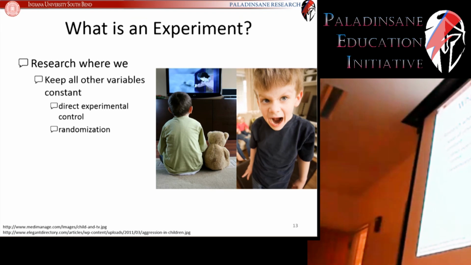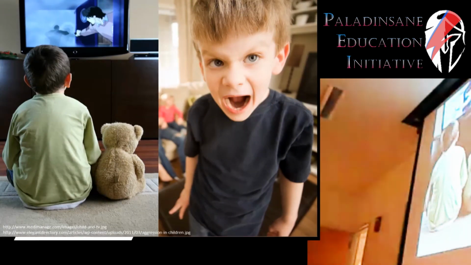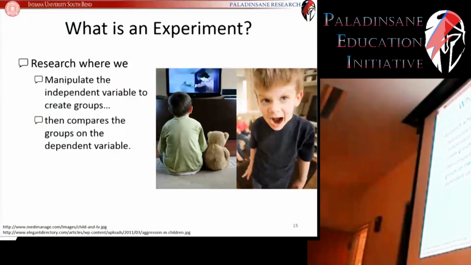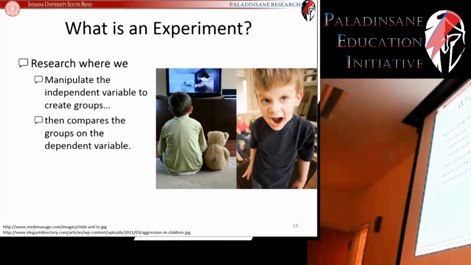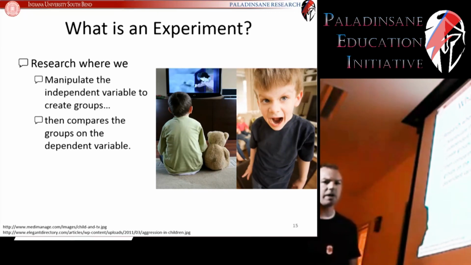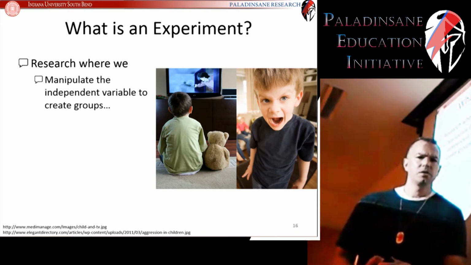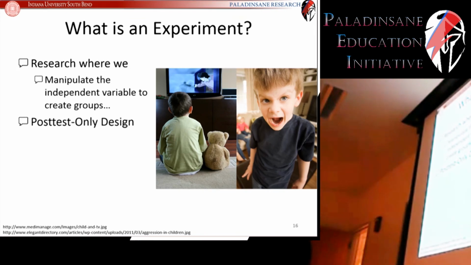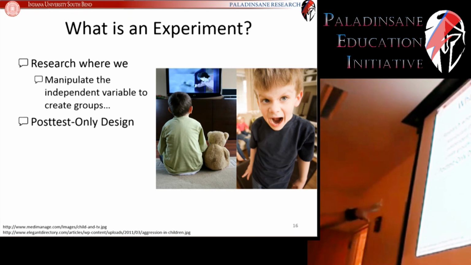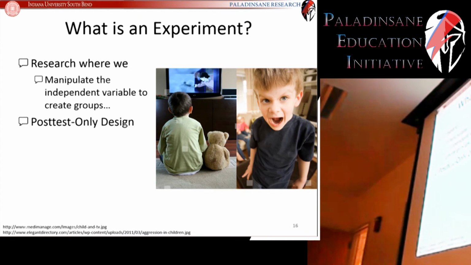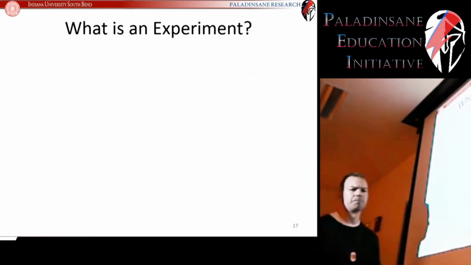All right, so we're going to take a look at the experiment now in practice, or how we might design this. So again, the key here is that we manipulate those independent variables to create different groups. So in the post-test only design, this is the one we're going to start with. That's the simplest design for an experiment. And let's take a look at what that might entail.